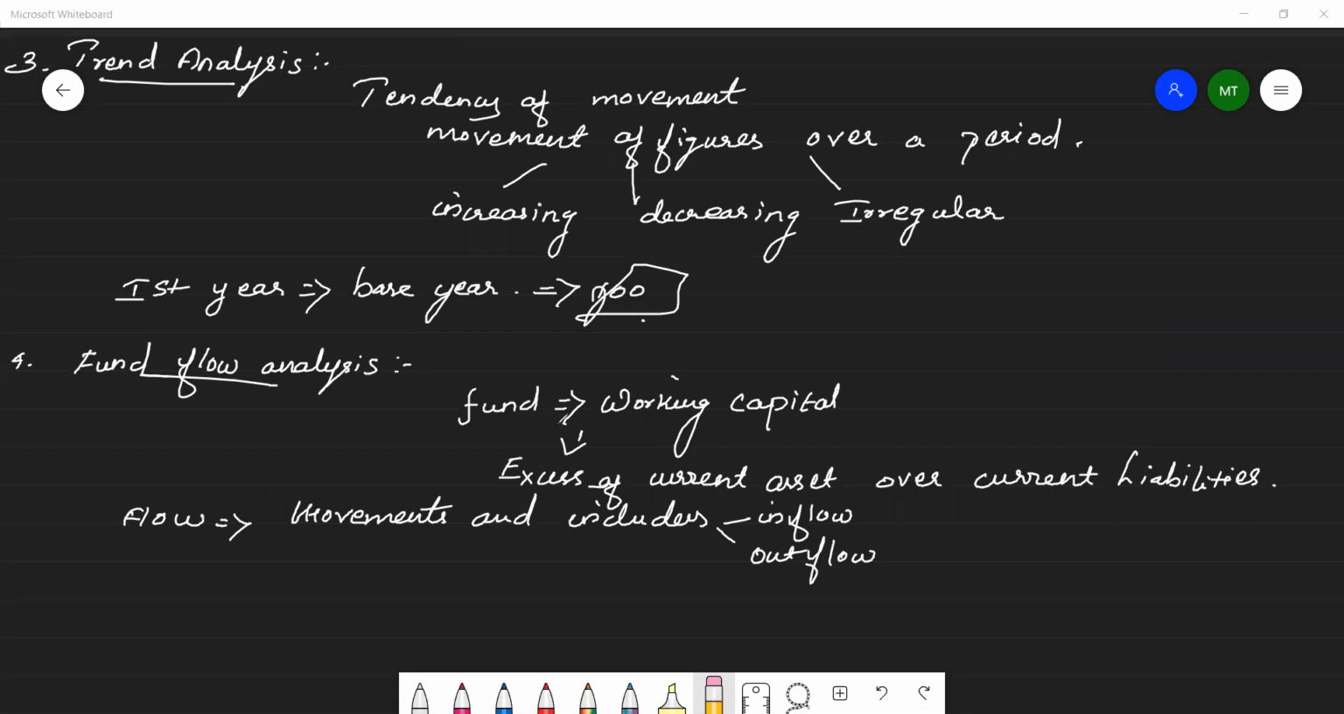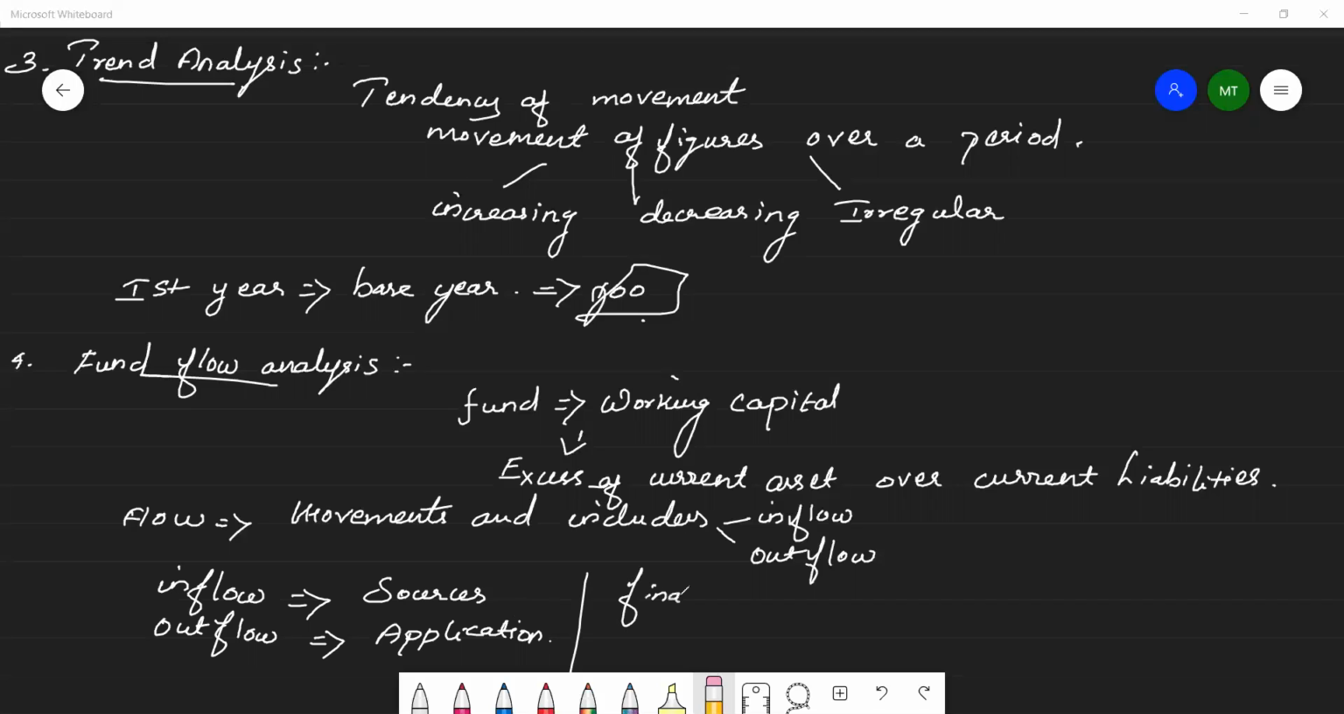Next, fund flow analysis is concerned with the preparation of the fund flow statement, which shows the inflow as sources and the outflow as applications. Over a given period of time, fund flow analysis is useful in judging creditworthiness, financial planning and preparation of budgets.